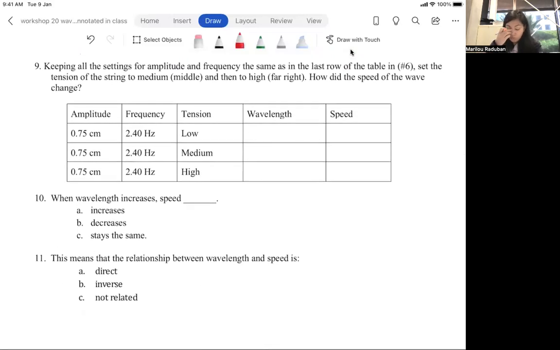Right. So for the next one, amplitude and frequency are kept constant, and now we're looking at the effect of tension. This is something new. We haven't seen the concept of tension in the lecture, because in the lecture we were discussing waves in general, but tension is specific to a wave on a string, such as the simulation here.